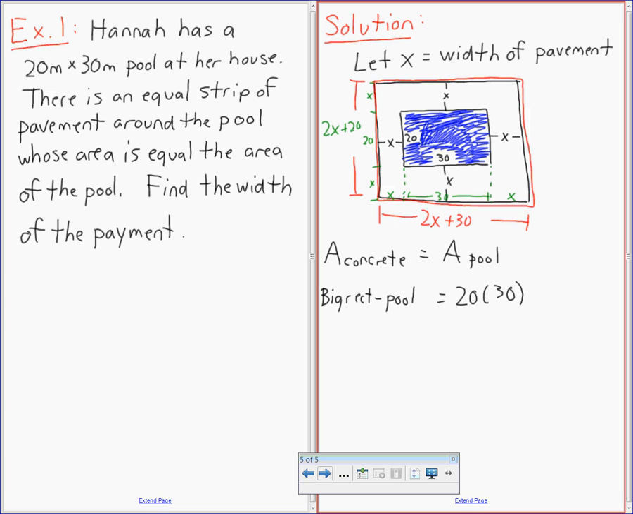So the area of the big rectangle I'm going to say is 2x plus 30 times 2x plus 20. Next it says I have to subtract the area of the pool. Well, you're in luck, I know the area of the pool already. So it's going to be minus 20 times 30 equals 20 times 30.